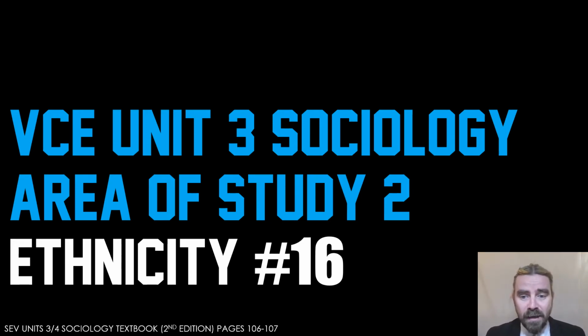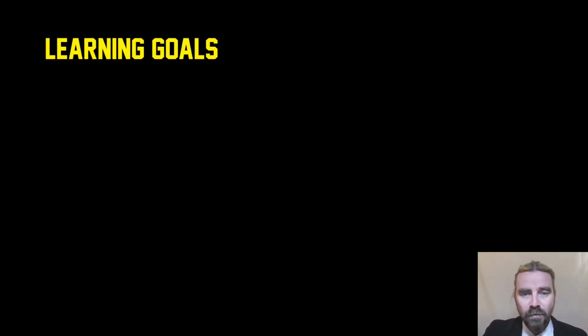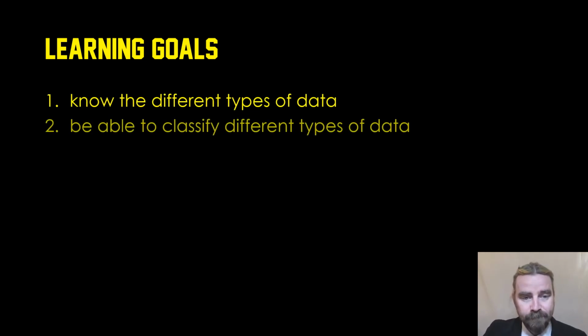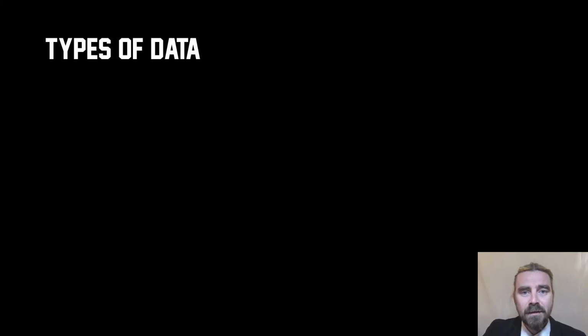So here we go. This is our last lesson on ethnicity, and it's about research methods. Lesson 16. Our learning goals for today are: you're going to know different types of data, and you're going to be able to classify those different types of data. So again, I've just got one slide of notes, so that's exciting. And here it is. Types of data.